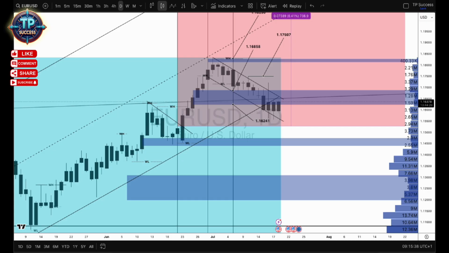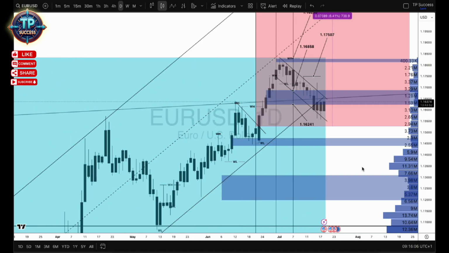Today we'll be picking up from where we left off 6 days ago in regards to the analysis that I did on Euro USD, basically going through the process as to how to trade Euro USD using the volume profile. Now we're going to pick up from last week.